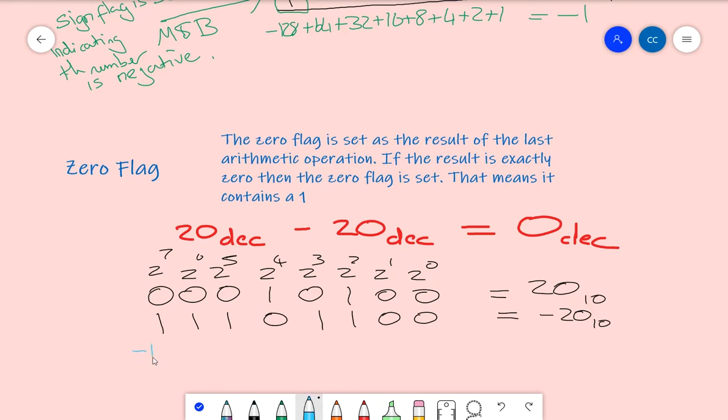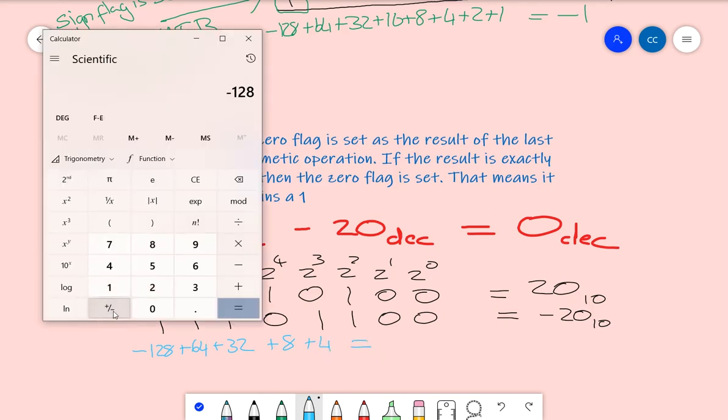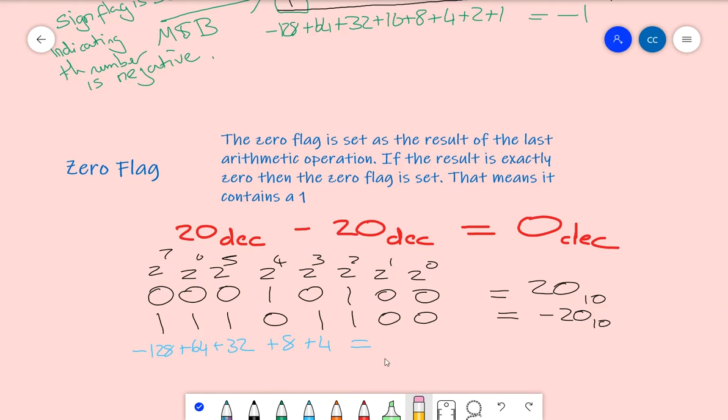Now, if you want to check that, because I didn't do the long way, let's just do it. So it's minus 128 plus 64 plus 32 plus 8 plus 4, and that equals minus 20. So always check your workings if you're not confident or comfortable with the 2's complement yet. Just check it. Right, so I can get rid of that working because I believe it now. So what is the result of this? Let's add them together and see what happens.